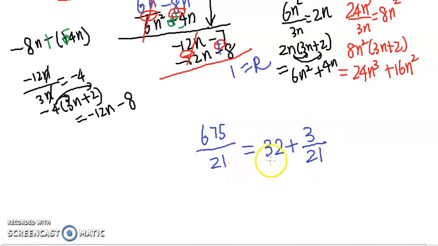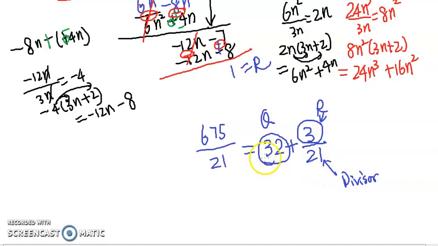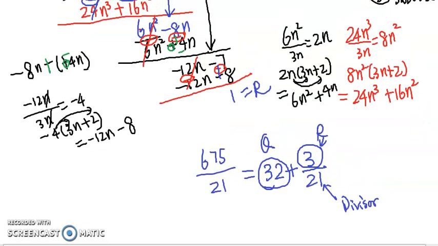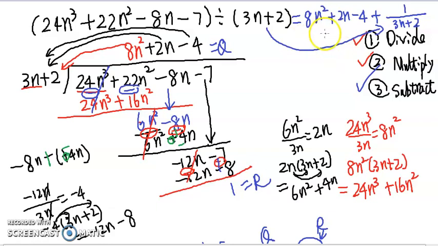So each person gets $32. That's our quotient, and the remainder goes on the top. $3 left. If you want to keep dividing these $3 among 21 people, that's our divisor. You can continue to do that, but we can choose to stop right here. So that's why the answer looks like this. Similarly, we do the same thing. Think of this as $675 divided by 21 people, and each person is going to get this much. That's the quotient, and the remainder goes on the top. That's the remainder, 1 here, divided by that many people.